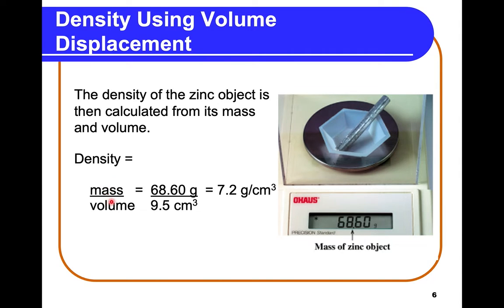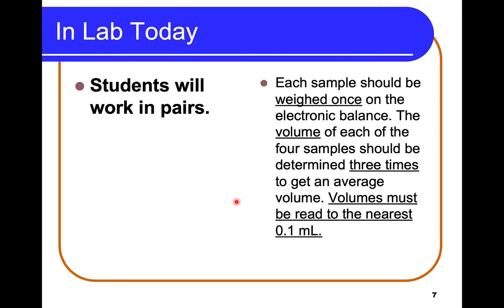Now we can calculate the density. The density is equal to mass over volume. The mass is 68.60 grams. The volume is 9.5 centimeters cubed. And so we can only here claim two significant figures because the volume is only measured to two significant figures. So our calculated density here is 9.2 grams per centimeter cubed.